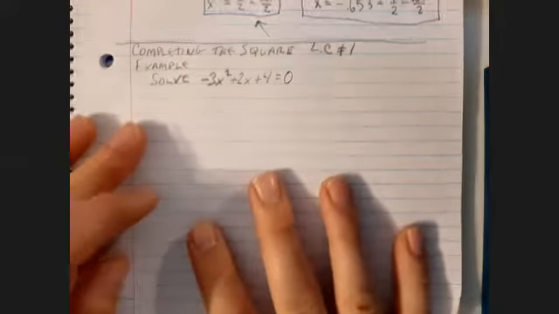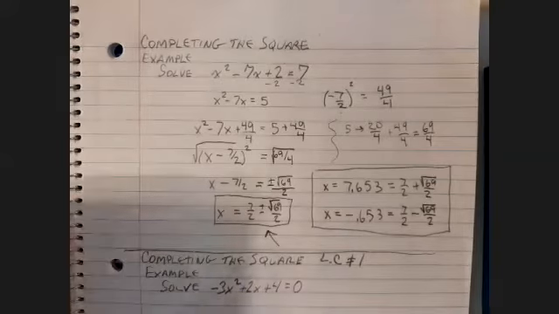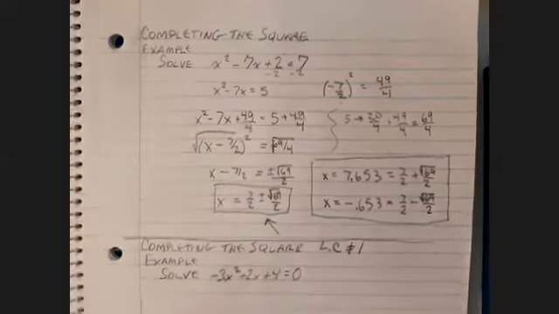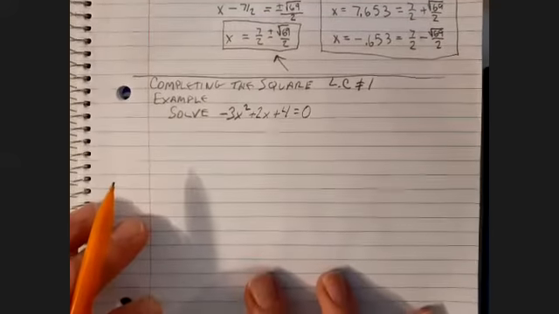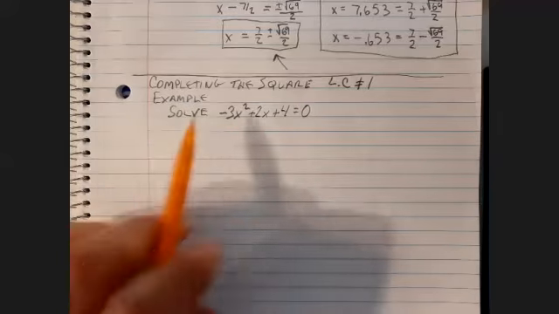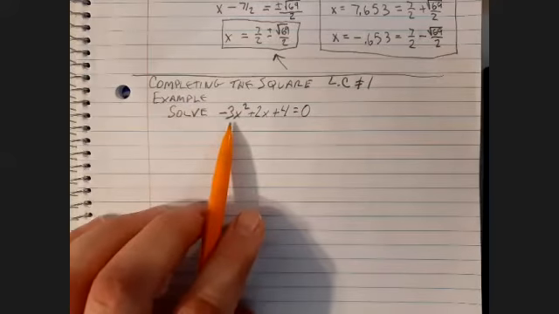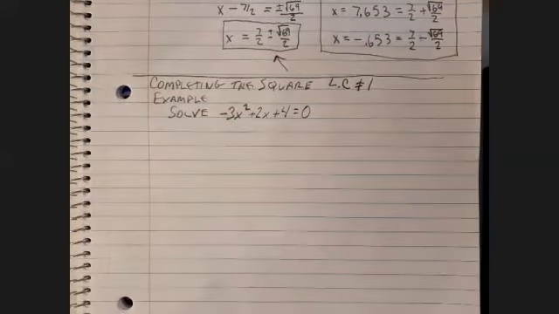In the previous video, I showed you the process for completing the square with this example, and I told you I wanted to show you an example where the leading coefficient was not 1. In other words, the number in front of the x squared term is not 1. Pretty much the same exact process for completing the square, except there's one additional step.